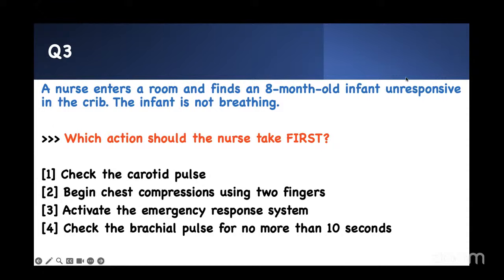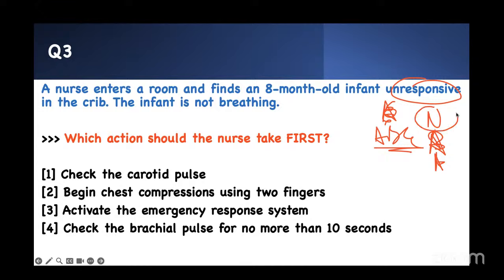When they ask what the first thing you do is, what? Responsiveness. Don't forget about ABC. I know everybody talks about ABC, but the question is not going to say ABC. It will say responsiveness. That's your neurological status. Then we check what? Your breathing, right? Breathing or airway, either A or B, whichever you want to check, but just make sure the responsiveness is checked.